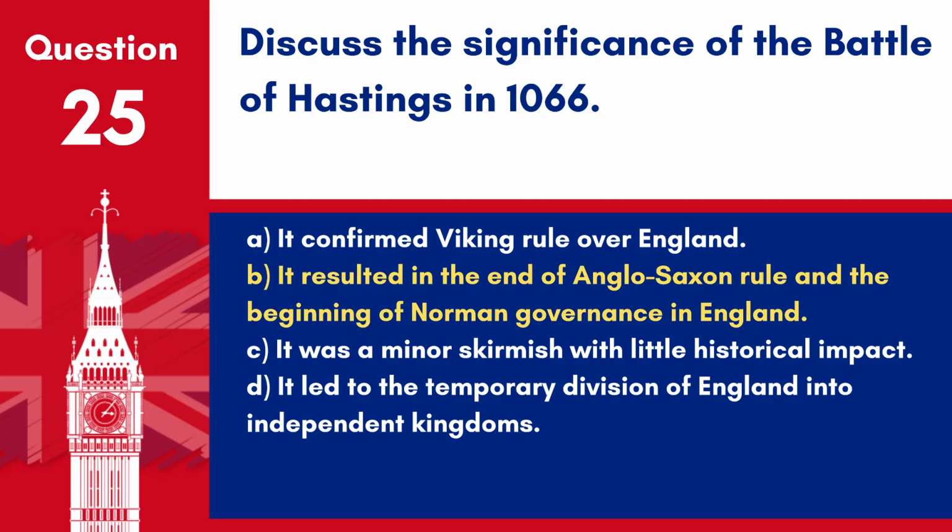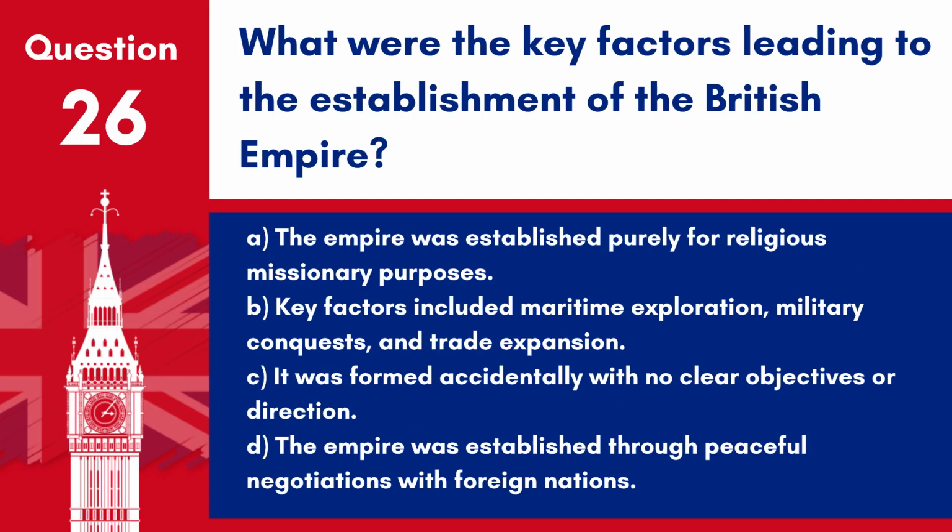Answer B. It resulted in the end of Anglo-Saxon rule and the beginning of Norman governance in England. The Battle of Hastings is a pivotal event in English history, leading to significant cultural and administrative changes under Norman rule. Question 26. What were the key factors leading to the establishment of the British Empire?